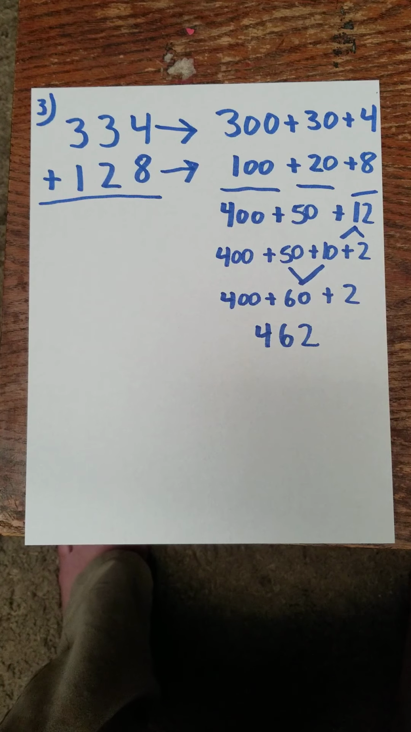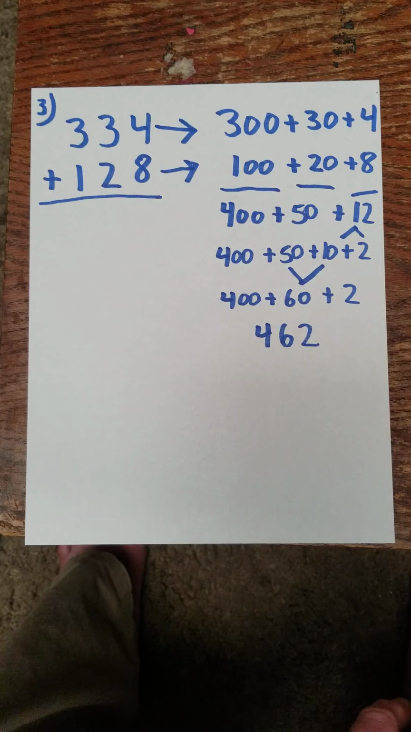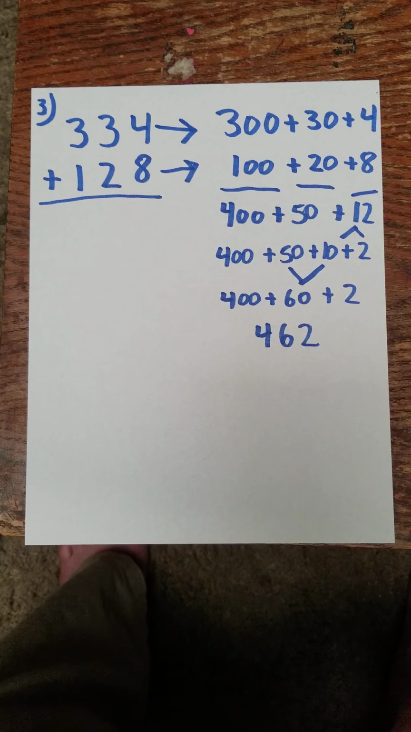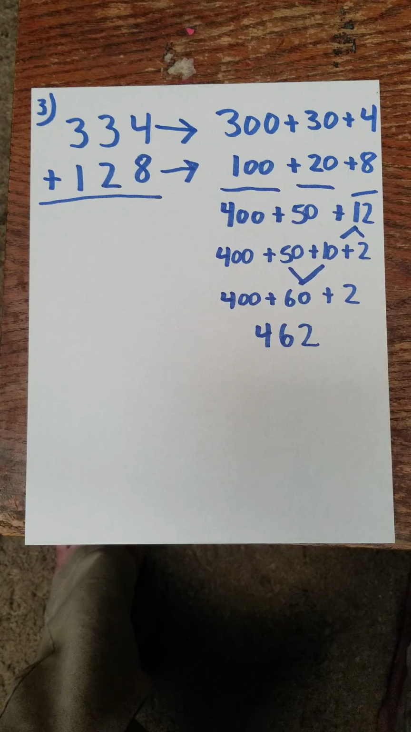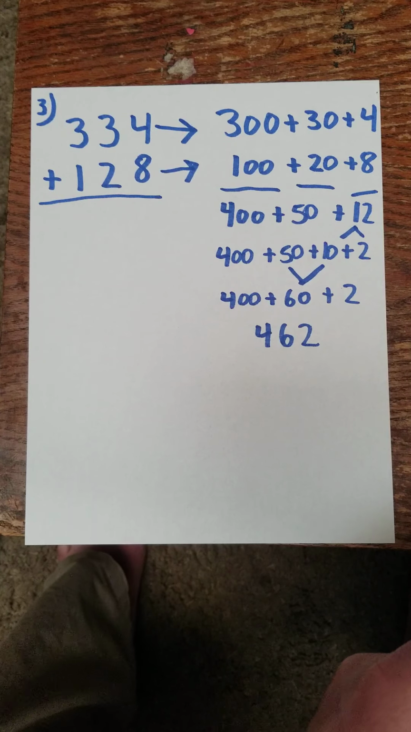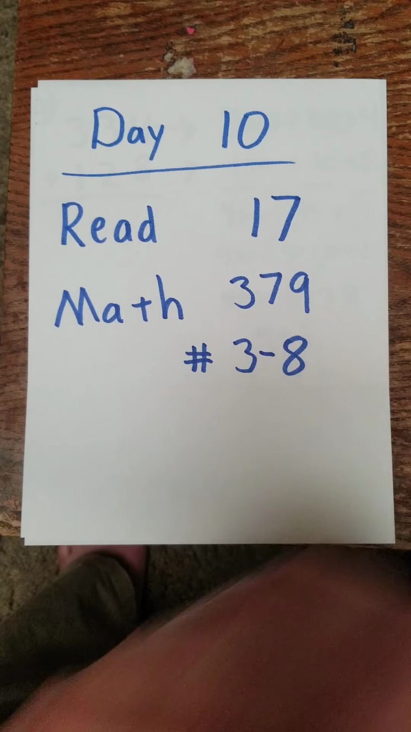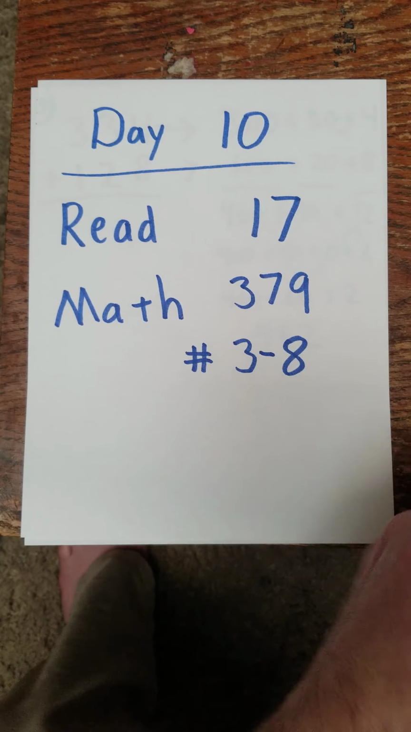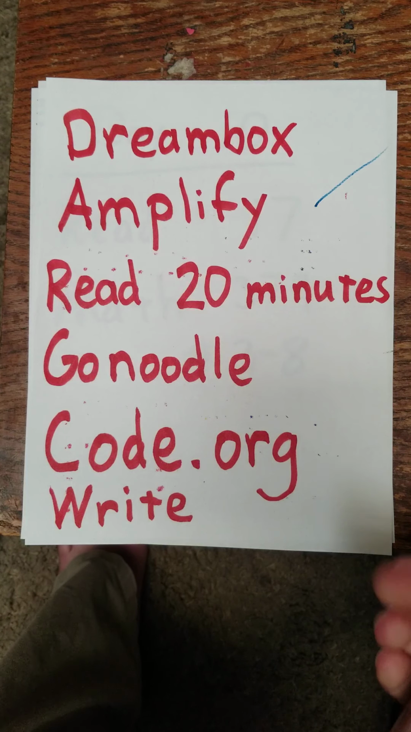So that's how we do the page from yesterday, wherever I put it. Page 379. Okay. So today, no, yesterday was 370. I don't know. Anyways, today, day 10, reading page 17, math 379, numbers 3 through 8, and DreamBox, Amplify, read for 20 minutes, Go Noodle, code.org, and write.